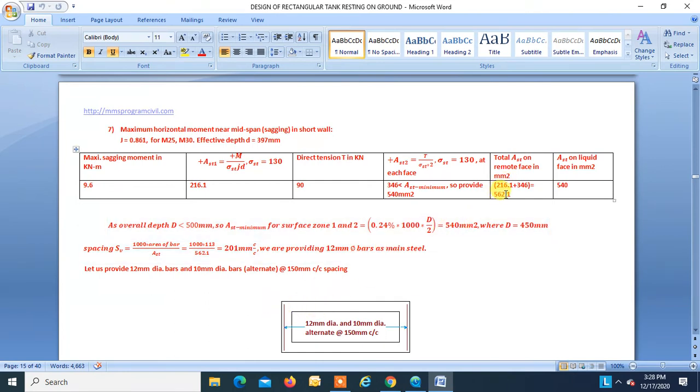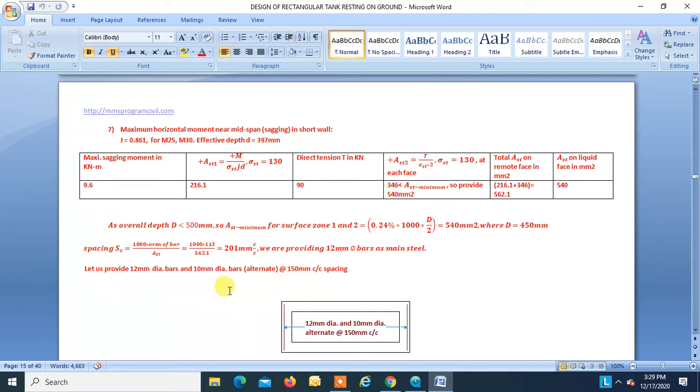So for 562 steel the spacing is found to be 201. Now, in case of a water tank, to control the crack width, it is desirable to keep the spacing least. So we don't want to increase our spacing more than 150. So what we will do, we will take one 12 dia and second 10 dia bar. We'll provide these bars alternately and maintain the spacing 150. So let me explain to you.